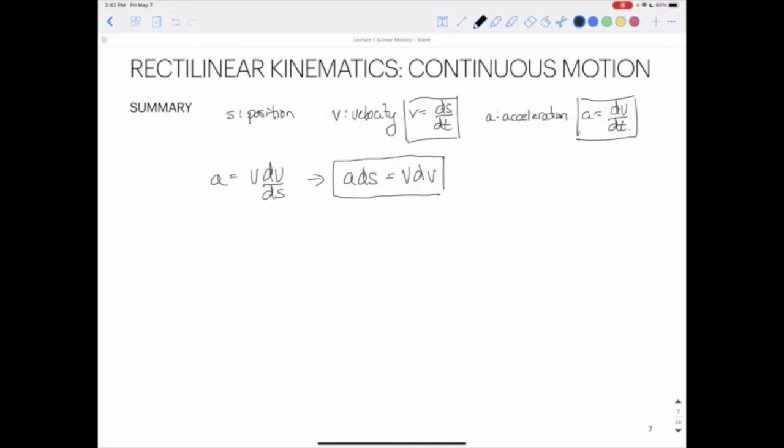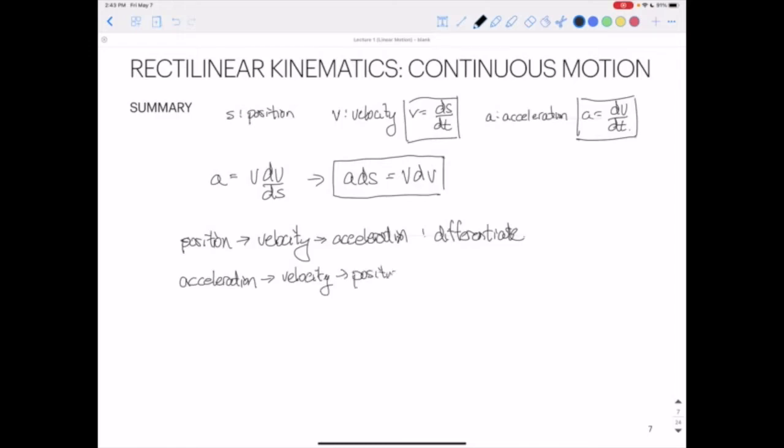So if we have position and we want to go to velocity, we have to differentiate. And if we have velocity and we want to go to acceleration, we have to differentiate again. Likewise, we can go in the opposite direction: if we have acceleration and want to go to velocity, and then to position, we can integrate. So we can write position going to velocity going to acceleration; we need to differentiate. But if we want to go the other way, start with acceleration and go to velocity, or if we're at velocity and want to go to position, we need to integrate those relationships.